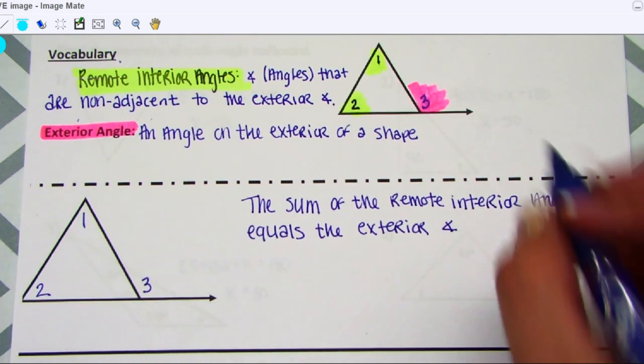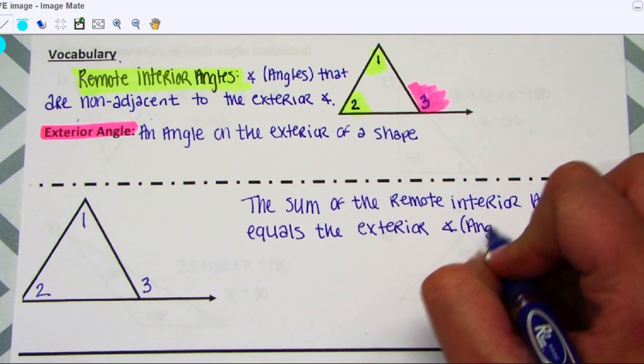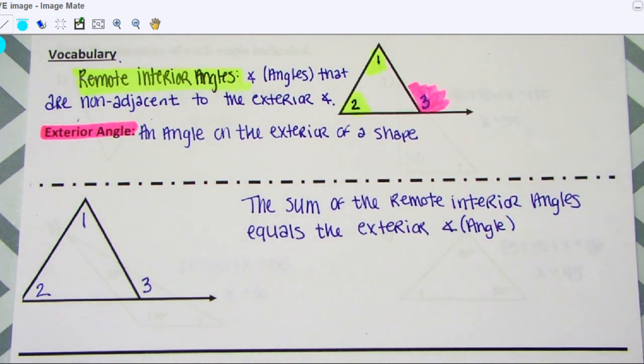Oops, I used the angle symbol again. Remember, if you want to use the angle symbol, that's totally fine. Or you can write the word angle, up to you. It's completely up to you. Use the angle symbol or write the word. So the sum of the remote interior angles equals the exterior angle. So we're kind of moving away from the idea that triangles add up to 180. They still do. But in this formula, we're only focused on the exterior angle and the two remote interiors.